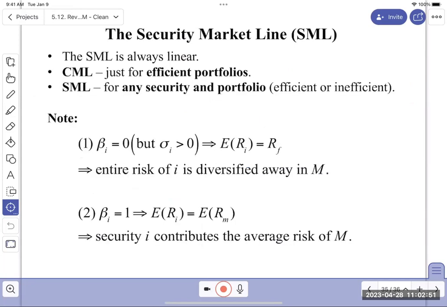So the SML is always linear. The capital market line is for efficient portfolios, but the security market line is for any security and portfolio. As well, I'm going to demonstrate that investment projects can also fall there.